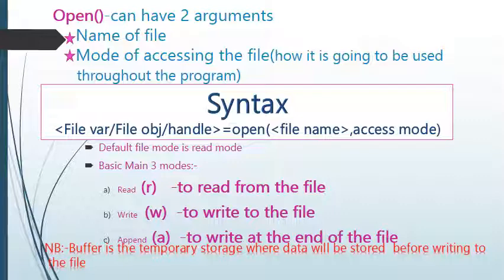The basic three modes of file opening are read, write, and append. They are indicated using letters. R stands for read, W stands for write, A stands for append. Read is used to read from a file. Write is used to write into a file. Append is used to write at the end of the file without losing the previous content.